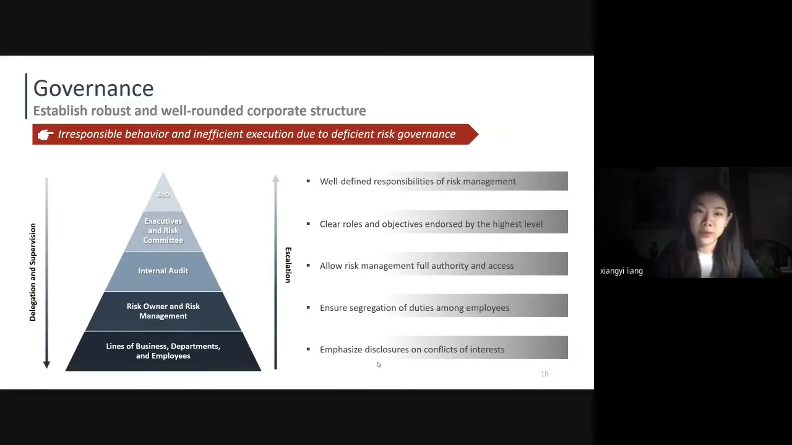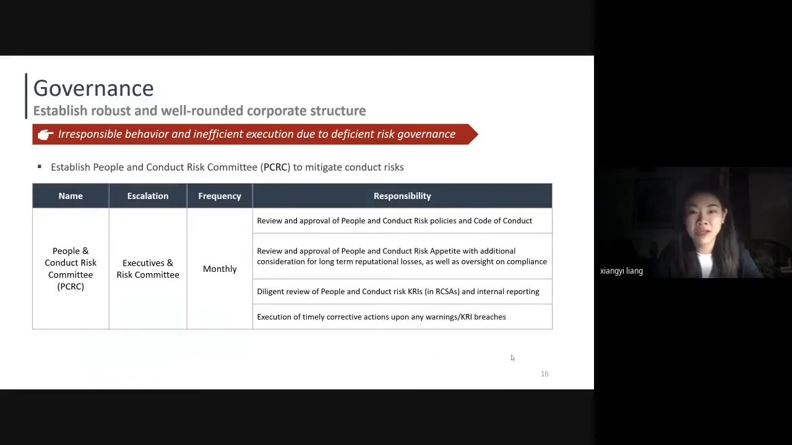And full authority should be given to make sure corresponding personnel have the power and capacity to do what they have to do without being disturbed. Also, the structure should enable segregation of duties and emphasize disclosure of conflicts of interest. And to further demonstrate NAB's attitude and determination toward mitigating employee misconduct and achieve a more efficient governance framework, we propose establishing a People and Conduct Risk Committee specifically to mitigate conduct risks.